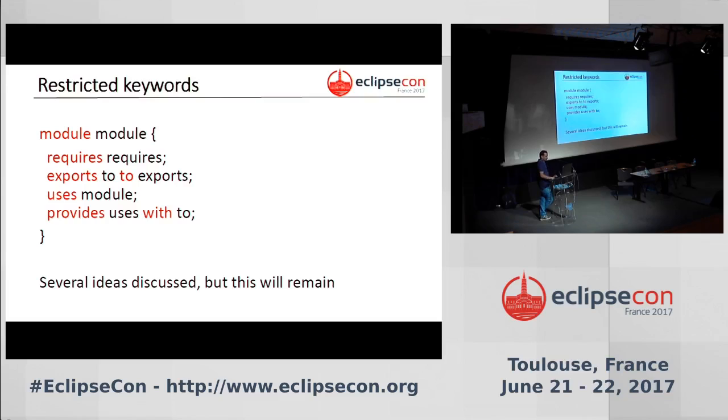So there were several ideas discussed. One of the options was that we would use escape characters to differentiate the keywords from identifiers. Then annotation was also another option that was mentioned. Eventually, whatever we're looking at here, that would stay. So the tool implementers like us will have to deal with it, but that's the way it is.